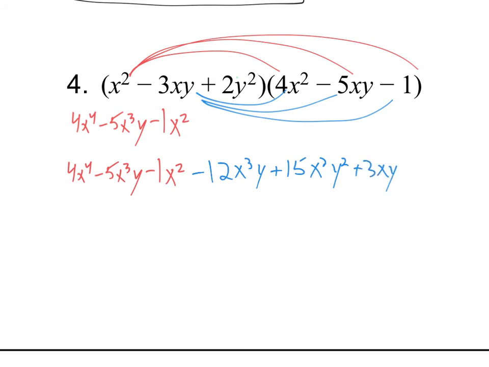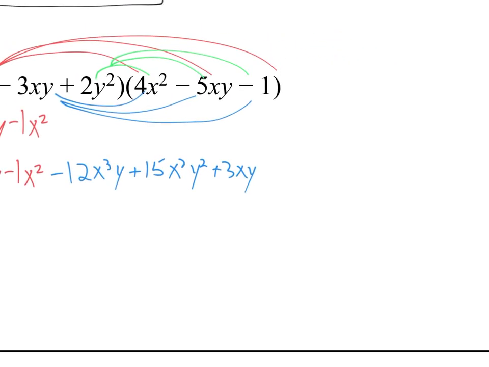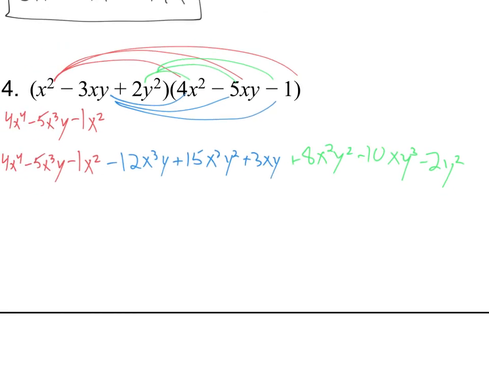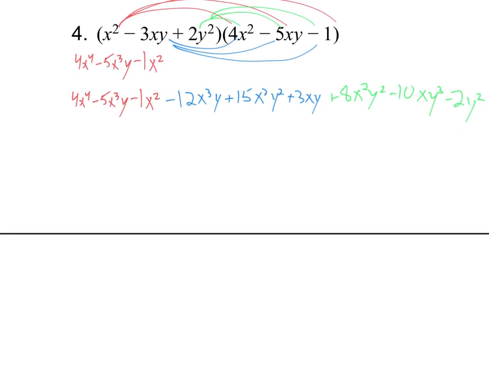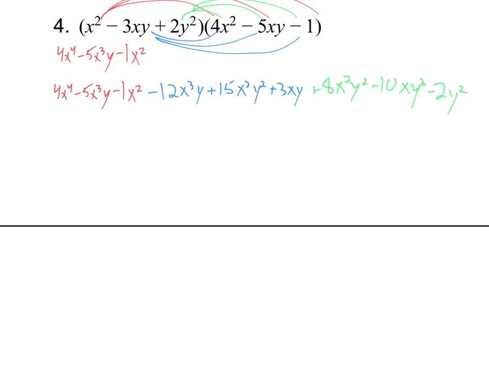And now we move into our 2y squared. That's going to get distributed in. So we're going to have positive 8x squared y squared. 2 times negative 5 is negative 10. Negative 10xy to the third minus 2y squared. So as predicted, we've got 9 total terms. Icky. So I'm going to be on the lookout for some like terms.